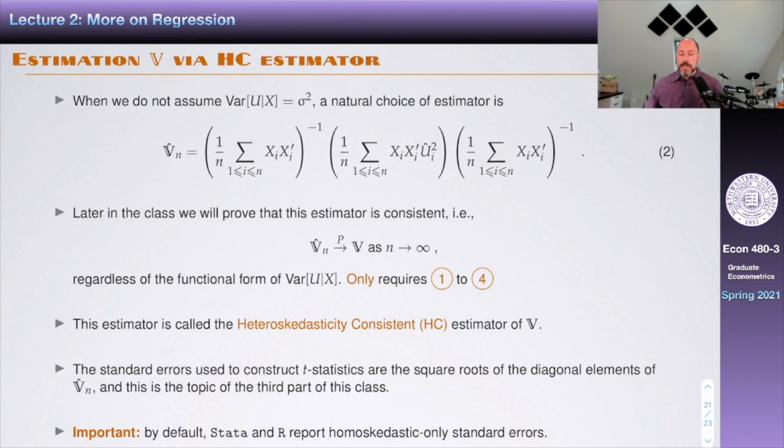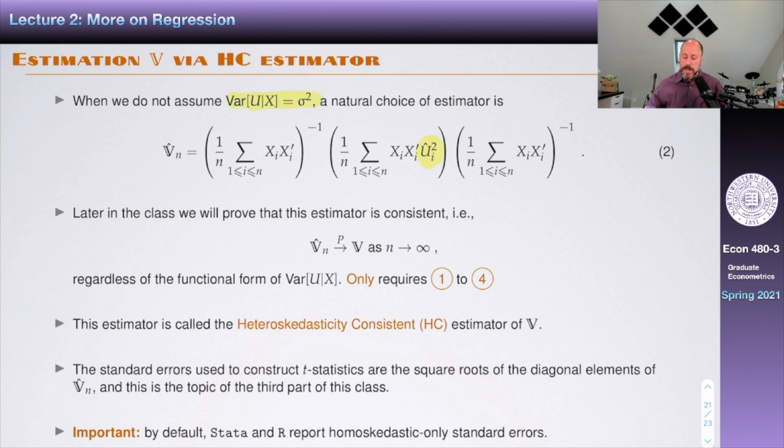So what happens if we do not impose the homoscedasticity assumption? If we don't want to assume this, then a natural estimator, again, is one where you grab any expectations that you see and replace them with sample averages. Plus, here you have the issue that you don't observe the u, so instead of using the u, you're just going to use the u hat.